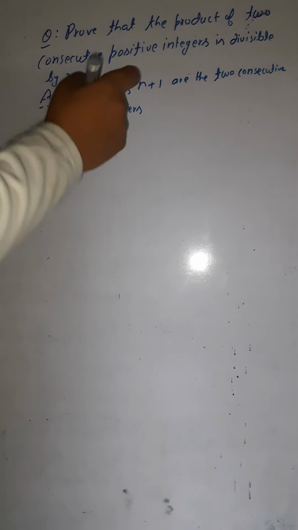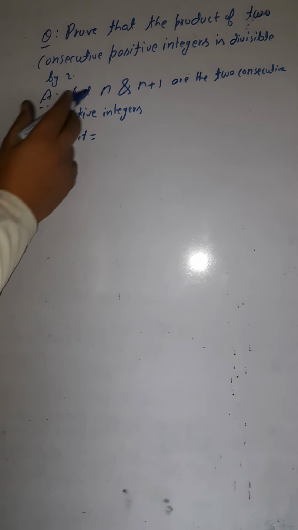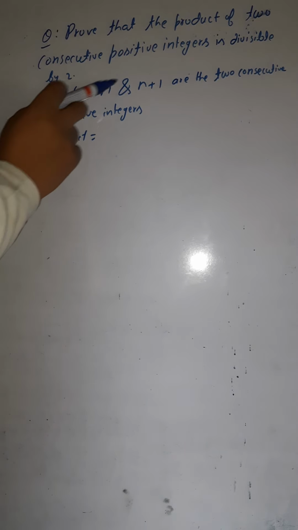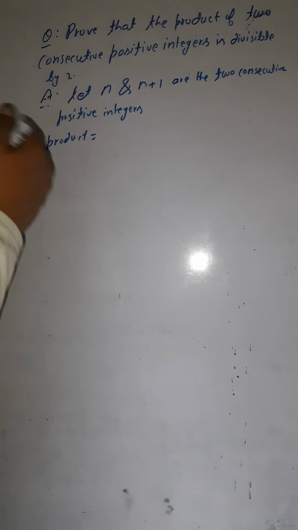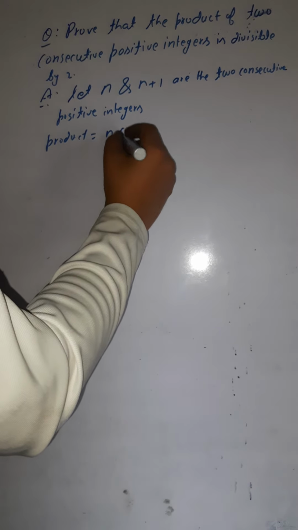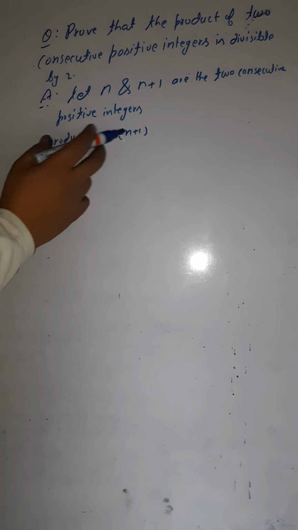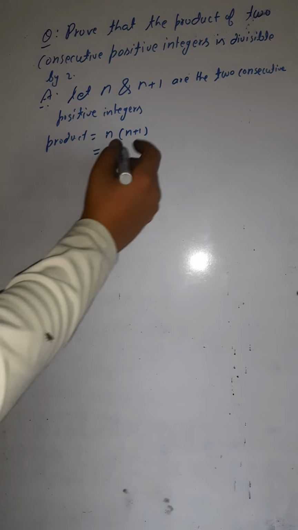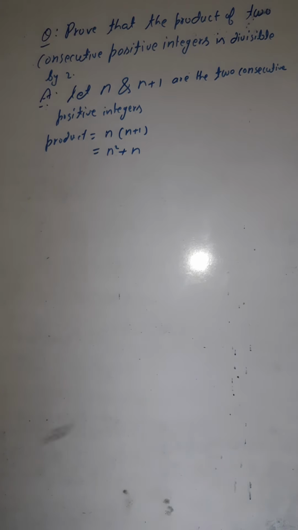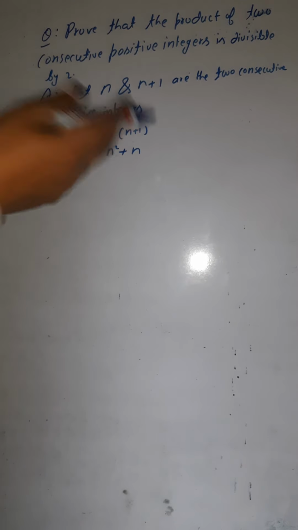Okay, now if I multiply, what would be the product of these two would be, because you have to prove the product of these two integers would always be divisible by 2. That you have to prove. So let's find out the product of these two integers. So first one is n, second one is n plus 1. So if you are multiplying this, n into n would be n square plus n into 1 would be n. So you have the product n square plus n. Now you have to prove whether this product is divisible by 2 or not.